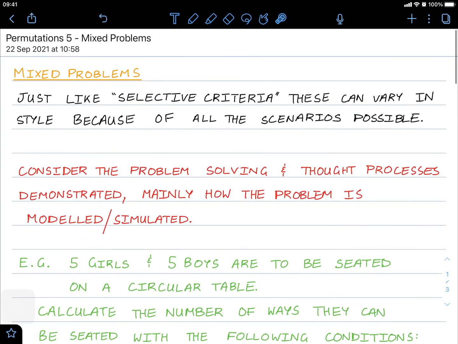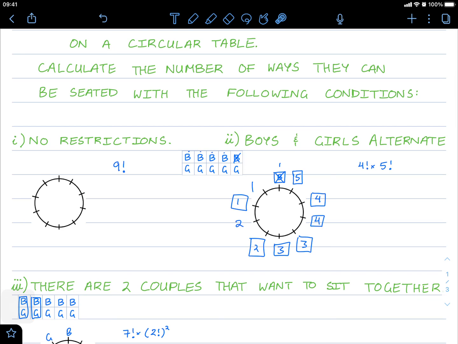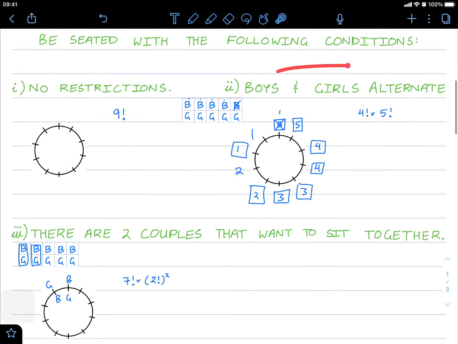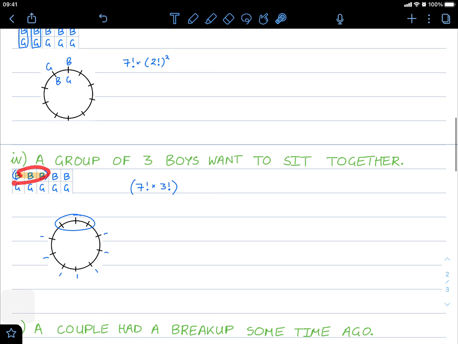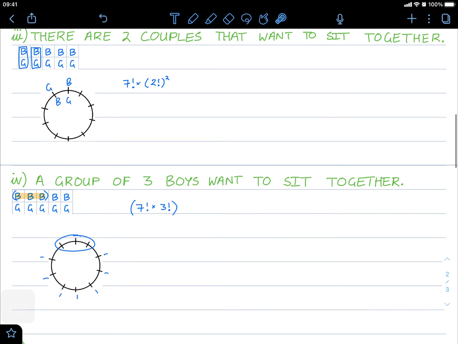We have circular seating arrangements. We have this condition where we make boys and girls alternate. There's a condition here where people have to sit together. There's a different condition here where different sets of groups have to sit together. But overall, I hope you can see how we can simulate the problem just by these small techniques and the way that we modeled it.